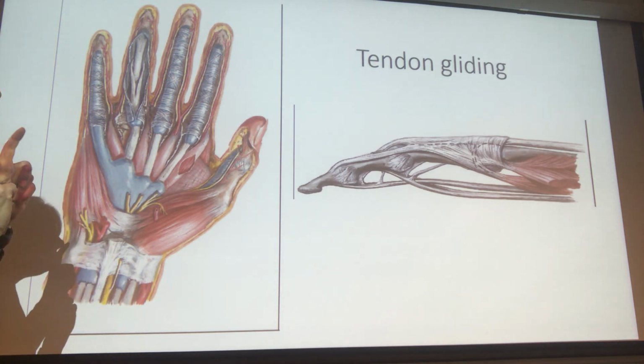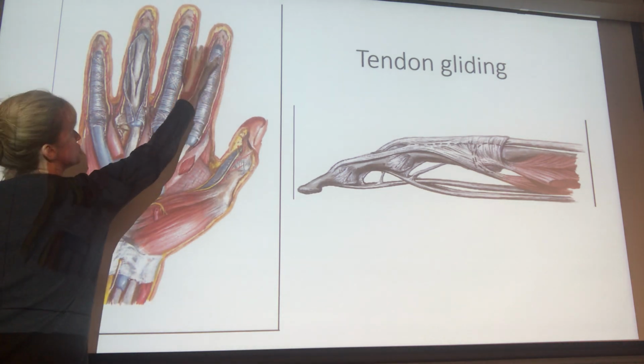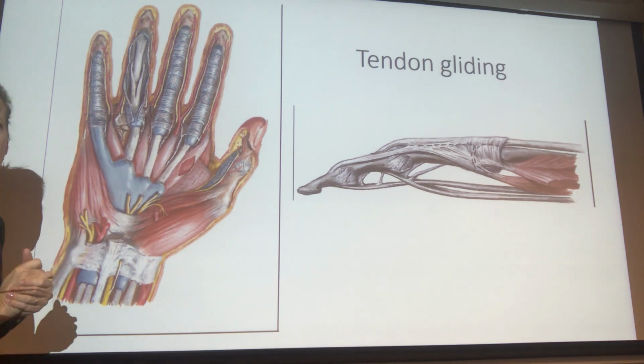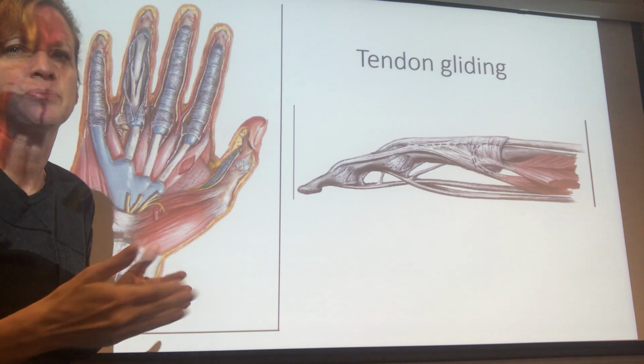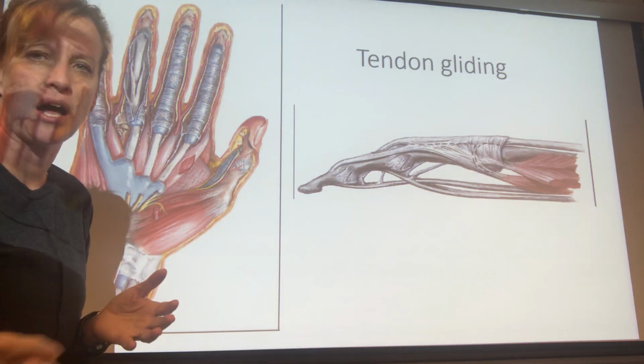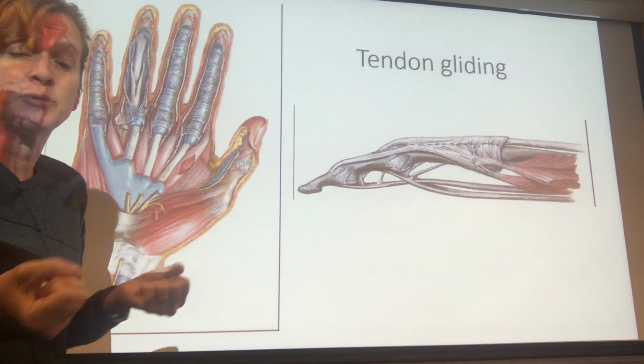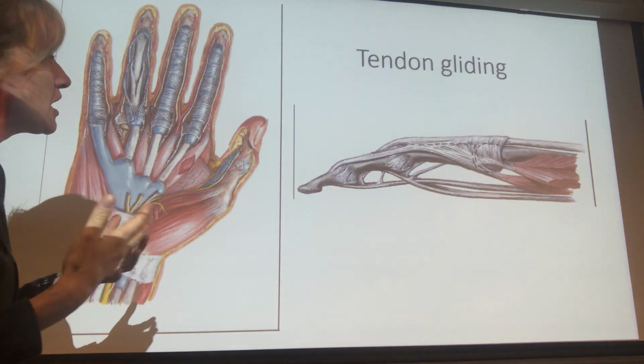So when we think about that though, here's all those annulars and cruciates and they're holding those tendons really tight to the fingers. Well, if you think about anything like tendinitis or really irritating those tendons by continually dragging them under those annulars and cruciates, those pulleys, basically all the time, they could get really irritated.